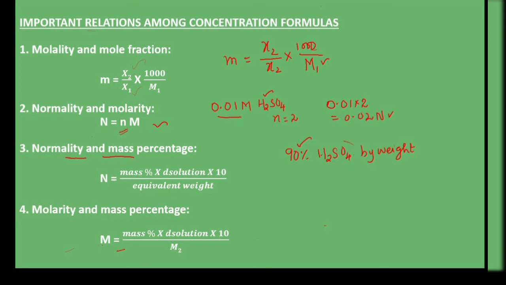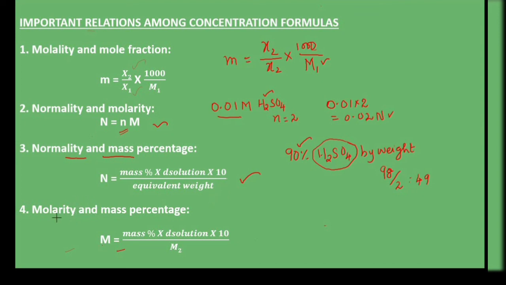The equivalent weight of sulfuric acid can be easily found out by knowing the molecular mass. The molecular mass of sulfuric acid, calculated from its atomic weights, is 98, divided by its basicity. Basicity is 2, so 49. So it's easy to calculate the equivalent weight of sulfuric acid. By substituting the values directly, within a minute it is possible to calculate normality. So it is a shortcut method, right? It's very easy to make use of this formula also.